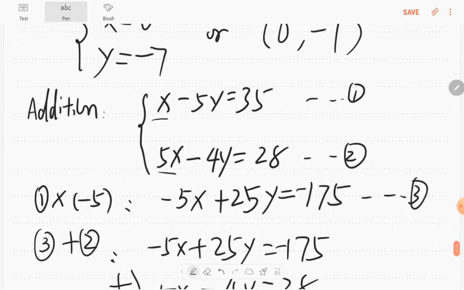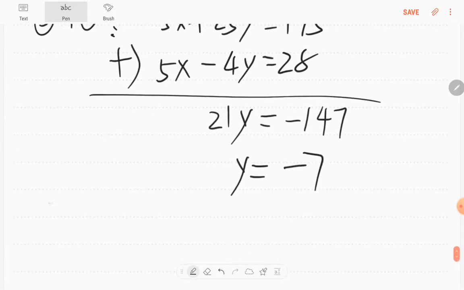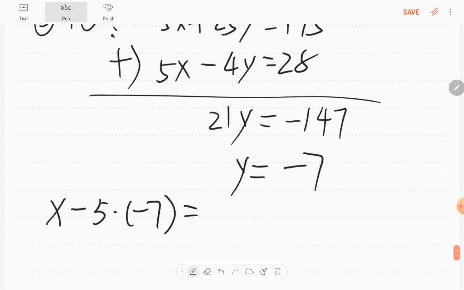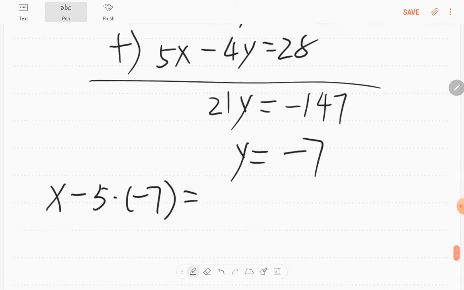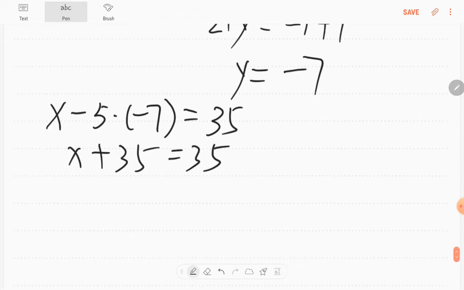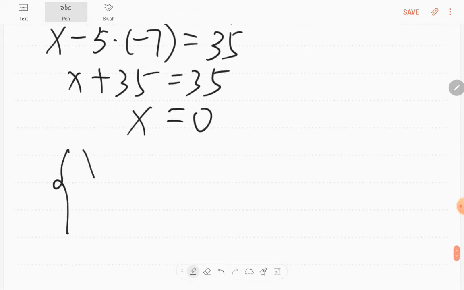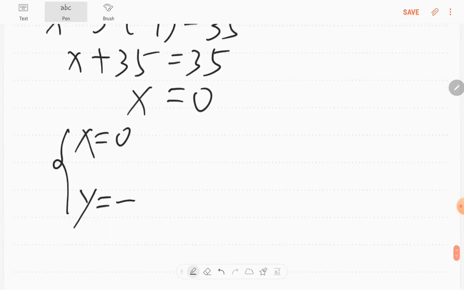So we'll plug in the equation 1. So x minus 5 times negative 7 equals what? Equals 35. So x plus 35 equals 35. So you have x equals 0. So you have the solution, x equals 0, y equals negative 7. Or you have 0, negative 7. Okay.